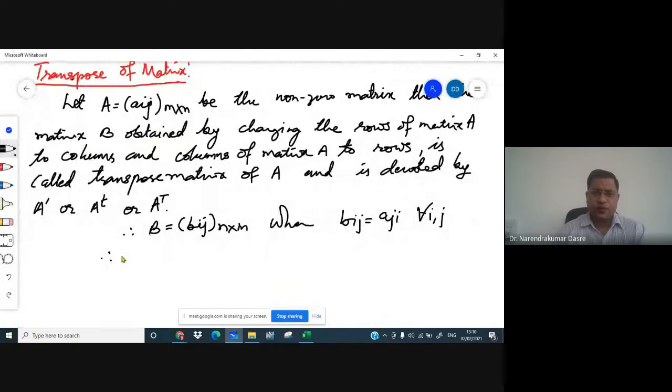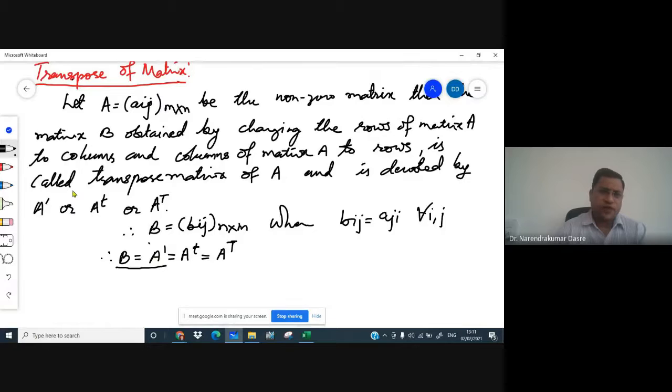And we know that then B is equal to A dash, equal to A transpose. These are the different notations you will find in different reference books. The most common is A dash. The others are also used, but rarely. So this is the most common notation.